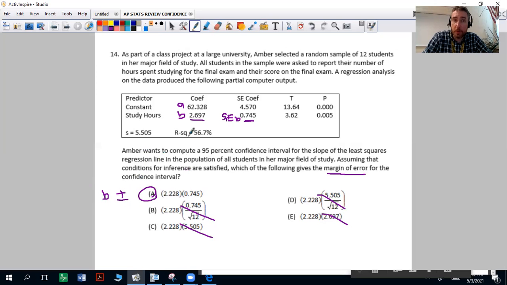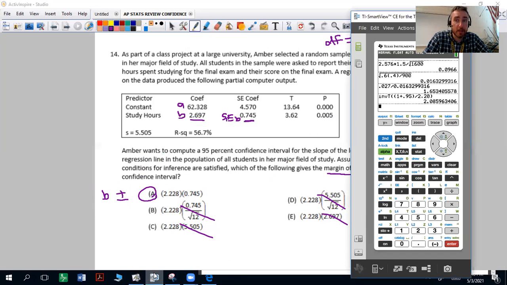And that 2.228, since we have 12, degrees of freedom is going to be 12 minus 2, which is 10. So we plug that in our calculator, do inverse t, and this is 95%, change that to 10. There's your 2.228 right there.